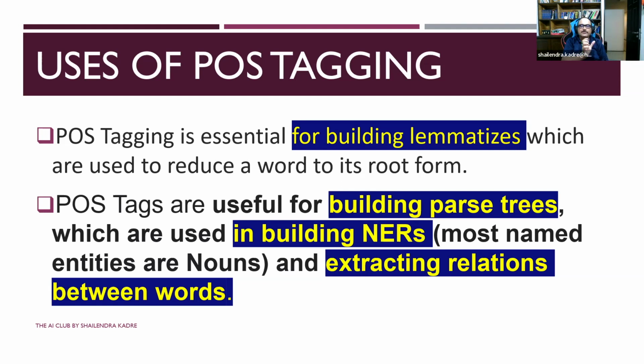So those kinds of relationship finding between words also require you to first do POS tagging. Once you do POS tagging, then only you can find out the relationship between words of a sentence, like which word is dependent on which part of the sentence. So POS tagging is a very basic building block. I have given you some use cases for which it is used, in which parsing of trees and building NER, named entity recognition, we'll learn in the next class.